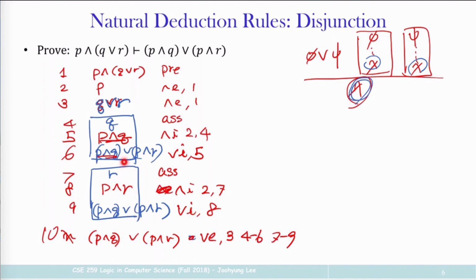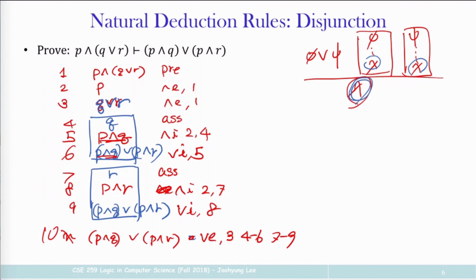And what we established so far is, regardless of the assumption Q or R, we can derive the same formula, line 6 and line 9. They are the same formula, which means that this formula can be outside the box. That's what it says here. If you can derive x from phi, you can also derive x from psi. This x can be outside the box. So that's what we did.